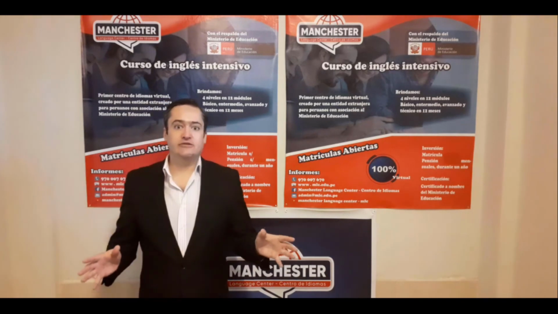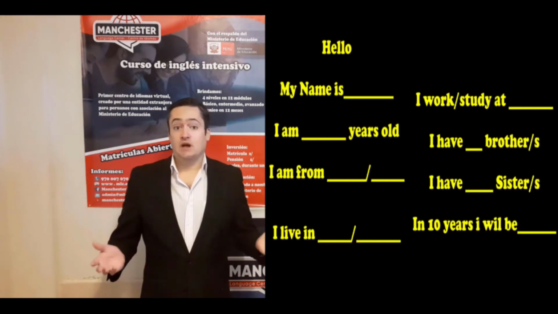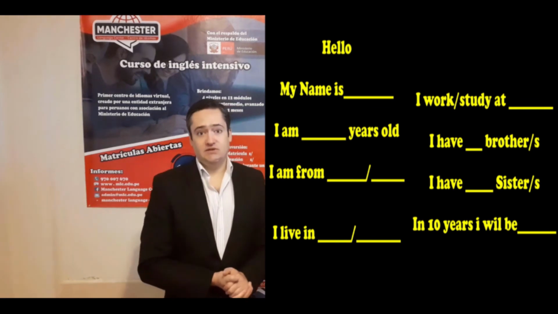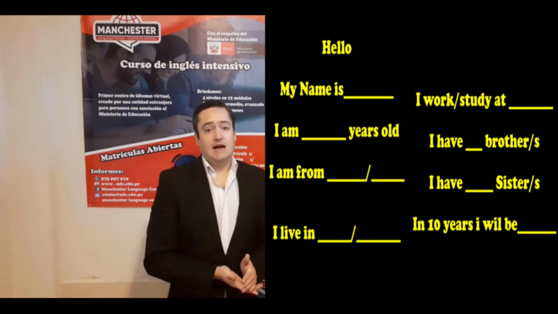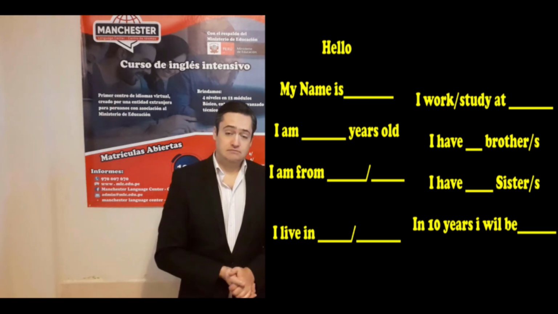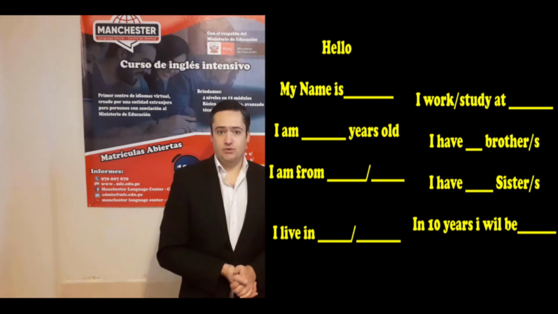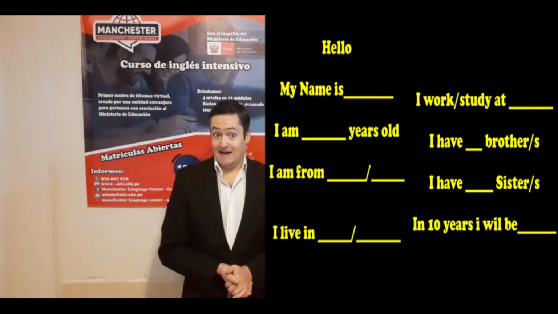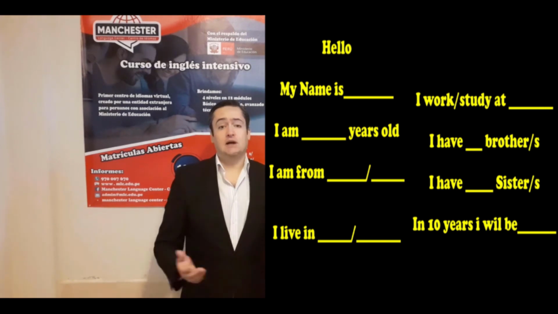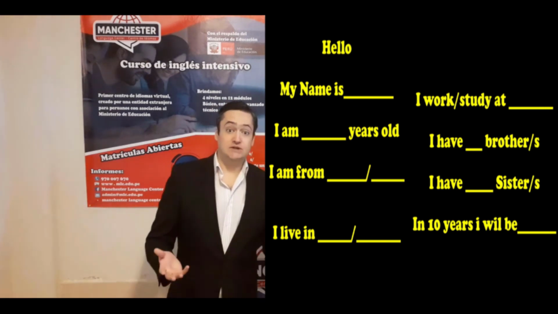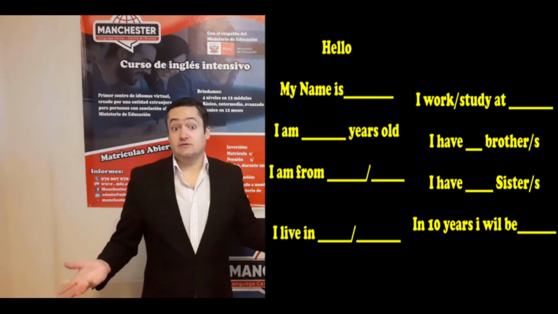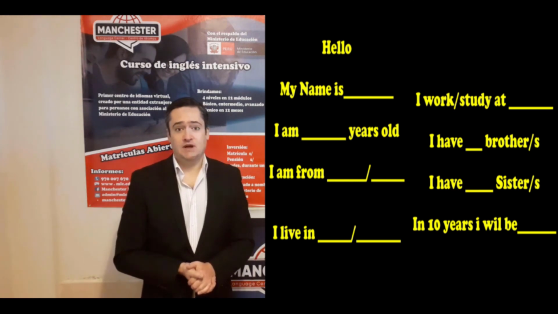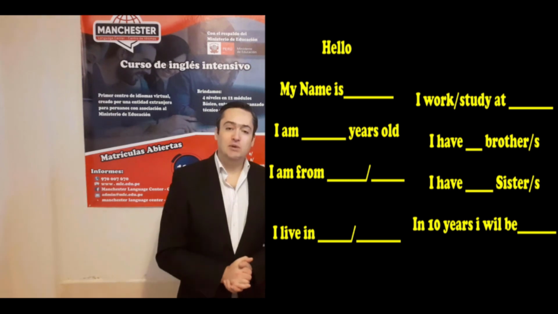Okay? Then we have the introduction, which is, hello, my name is Daniel James Devine. I am 37 years old. I am from Manchester, England. I live in Huancayo, Peru. I work at Manchester Language Centre. I am an English teacher. I'm also the president of Manchester Language Centre. Then I have no brothers and no sisters, and in 10 years' time, hopefully I will be retired and nice and comfortable. So yeah, that's it.